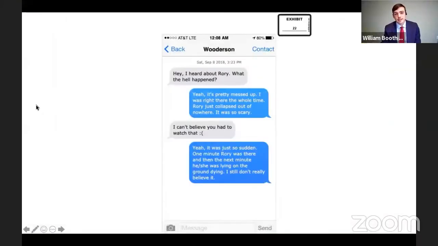Now, in these text messages, she describes that what she saw was sudden, out of nowhere. And she doesn't even mention Coach Taylor once. She certainly isn't blaming Coach Taylor the way that she was on the stand today. She certainly doesn't say that Coach Taylor had anything to do with her friend's death in these messages. Specifically, she said when she witnessed the event, she didn't even believe it had happened.